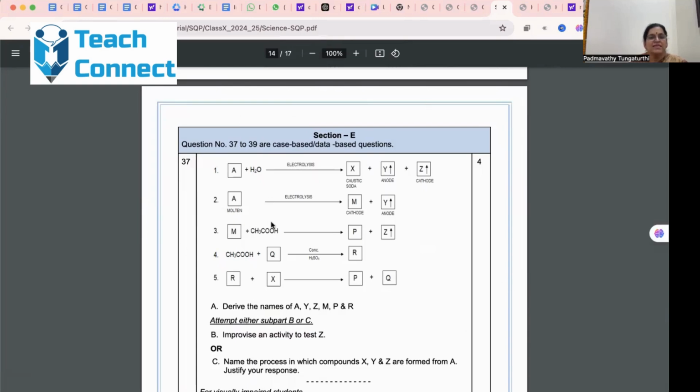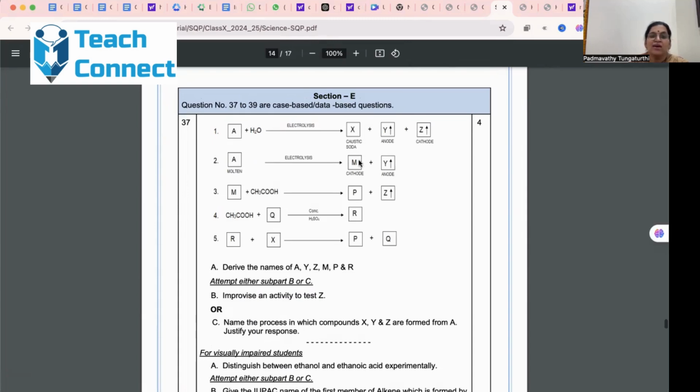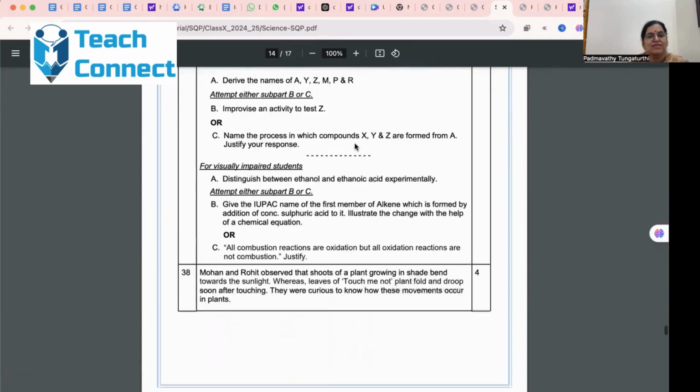Questions 37 to 39: how various questions in electrolysis give rise to various products at anode and cathode. Why different products at anode and cathode? The teacher must have explained. You can also watch my other video on competency-based questions which are given in the CBSE. Therefore, you can derive the names of these, why caustic soda is formed over there. Therefore, back calculation is also important as a skill for the student.